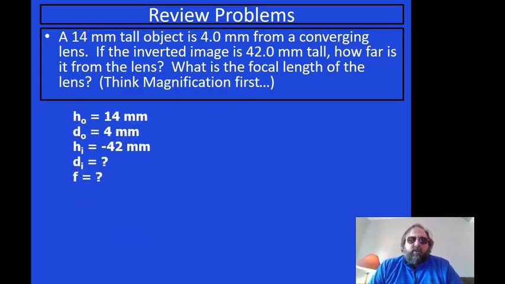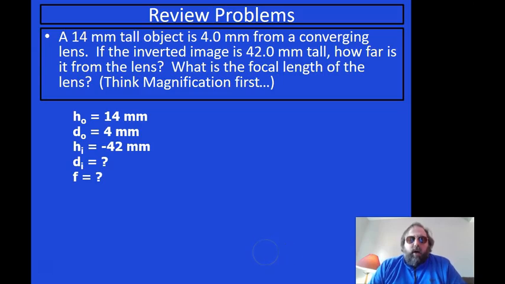So information-wise, HO is 14 millimeters, DO is 4 millimeters, HI is negative 42 millimeters, and we're looking for DI and F. Now, one thing to notice here is I changed up the units, but they're all consistent. The units don't have to be one specific unit, so it doesn't have to be meters or centimeters or millimeters, but as long as they're the same, then you're fine. So if they're all millimeters or all centimeters or all meters, for that matter, then you're fine. Just don't cross up units.